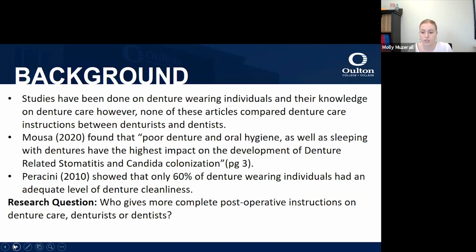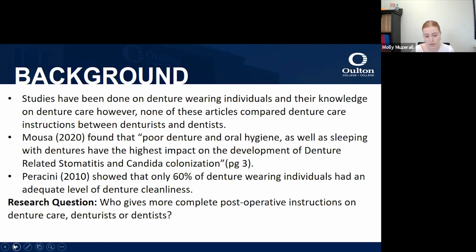So when we were researching this topic, multiple studies have been done on denture-wearing individuals and their knowledge on denture care. However, none of these articles compared denture care instructions between denturists and dentists, which was what we wanted to achieve in our study. So we had a couple articles that we reviewed.